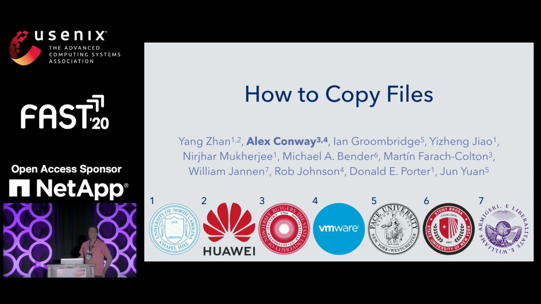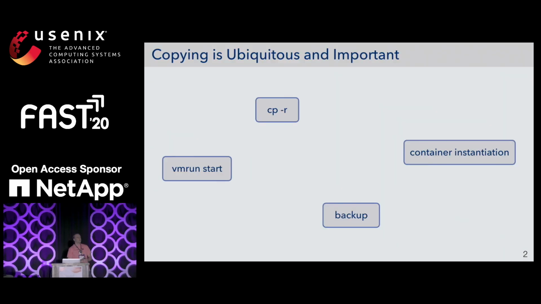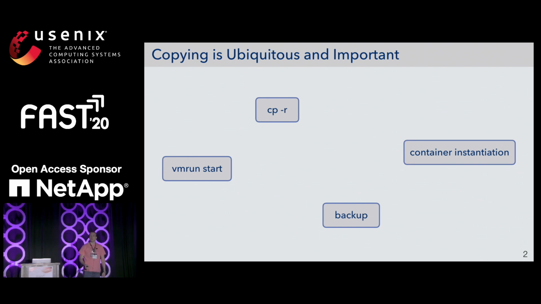So, unsurprisingly, this talk is going to be about how to copy files. But when I say files, what I really mean are any sort of file system structures. So it can be files, directories, or directory subtrees. Copying file system data is a ubiquitous operation, and it's important.